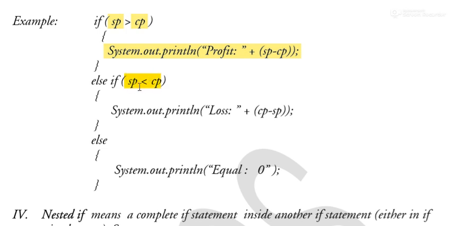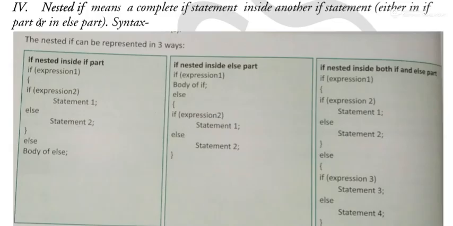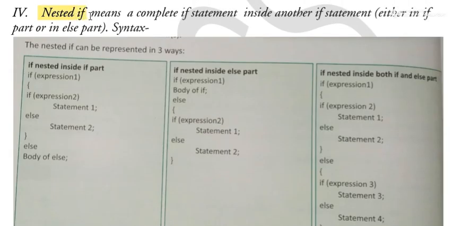If sell price is less than cost price, then this statement will get executed: loss and loss amount. If all the above conditions fail, that means it is neither greater than nor less than, then the statements related to else are executed, that means equal, which is 0. The fourth form of if is nested if.